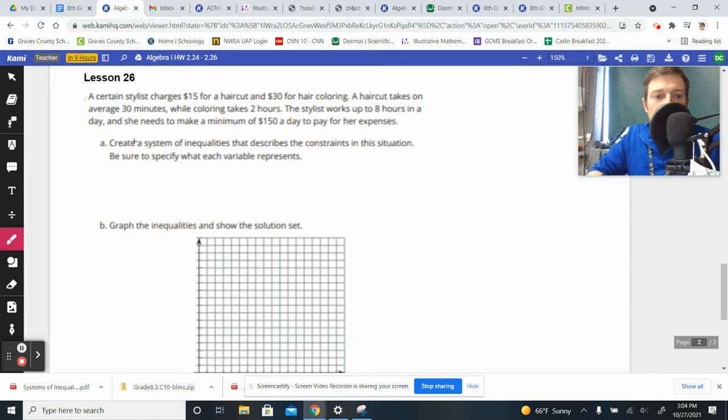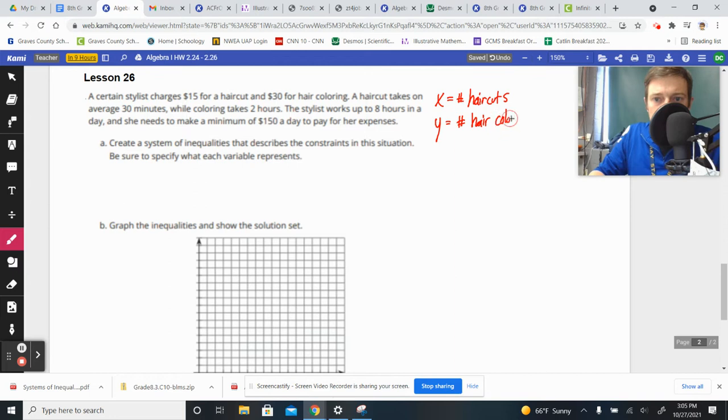All right, so we've got to create a system of inequalities that describes the constraints in this particular situation. And we've got to specify what the variables represent. Let's start with x, and let x represent the number of haircuts that she gives. Since she gets $15 per haircut, we need to know how many haircuts she's going to give in a day. And we'll let y represent the number of colors, so the number of hair colors that she performs.